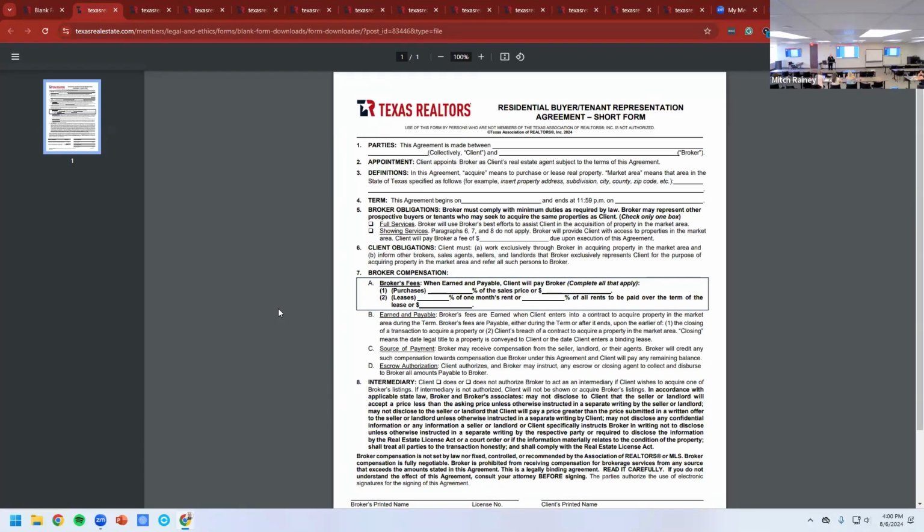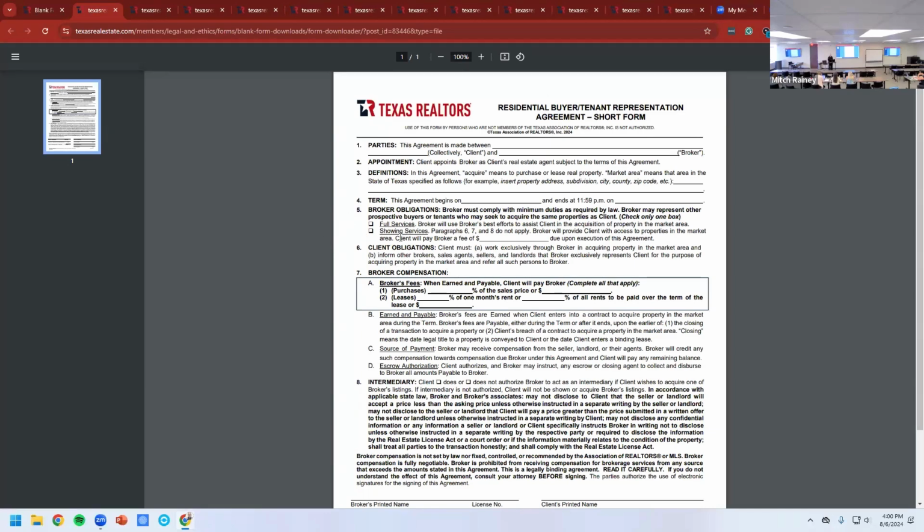Okay, the short form. This is between the parties. And appointments, definitions, same thing with the market area. Broker's obligations, showing service, paragraphs 6, 7, and 8 do not apply. Broker will give them minimal duties. Minimal duties are written on the IABS. So you're going to be fair, you're going to give them material facts.